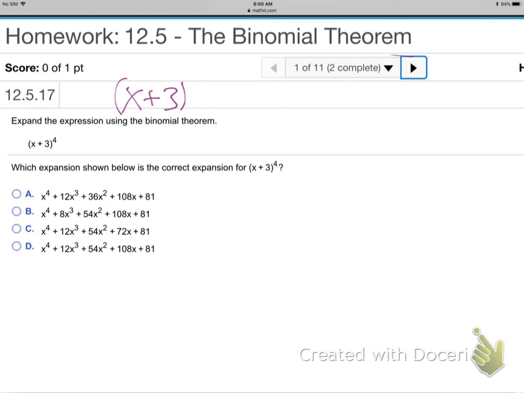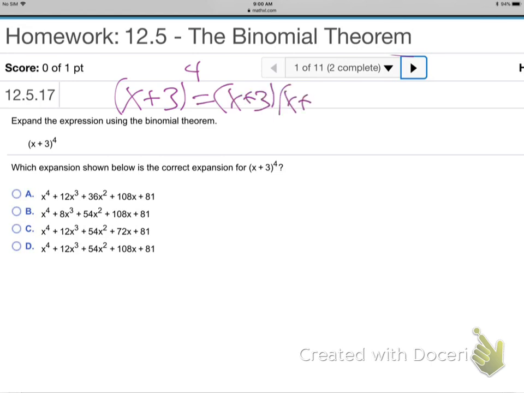So first off, how about we just do it the old-fashioned way and do it by hand? I'm not going to do this when the power gets bigger, but I just want you to see it. I'm going to do it by hand, and then I want to do it by formula, the binomial theorem, and show you that they come out the same. So how would we do x plus 3 to the fourth power by hand? Well, that means four of them, right?